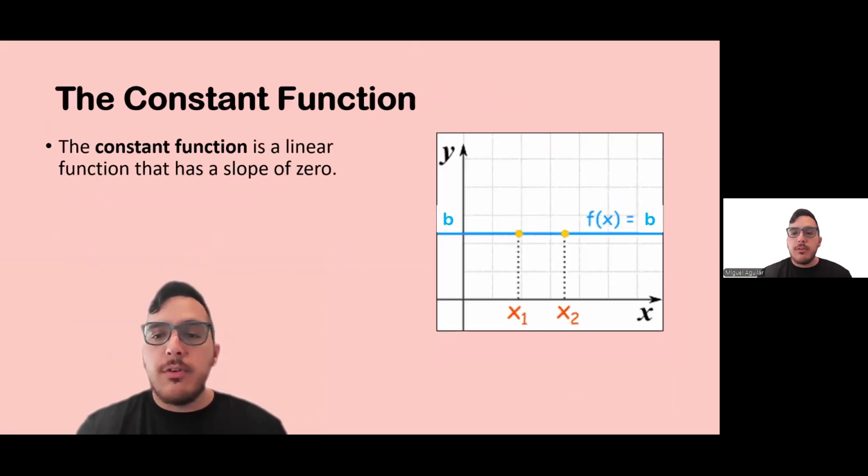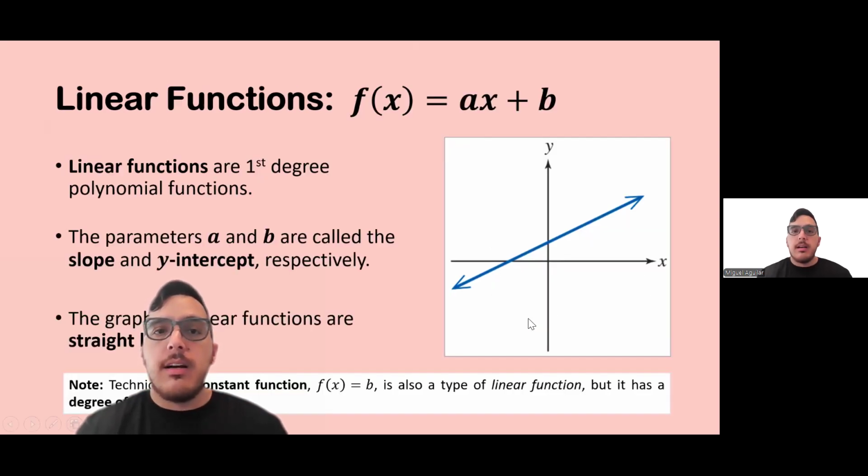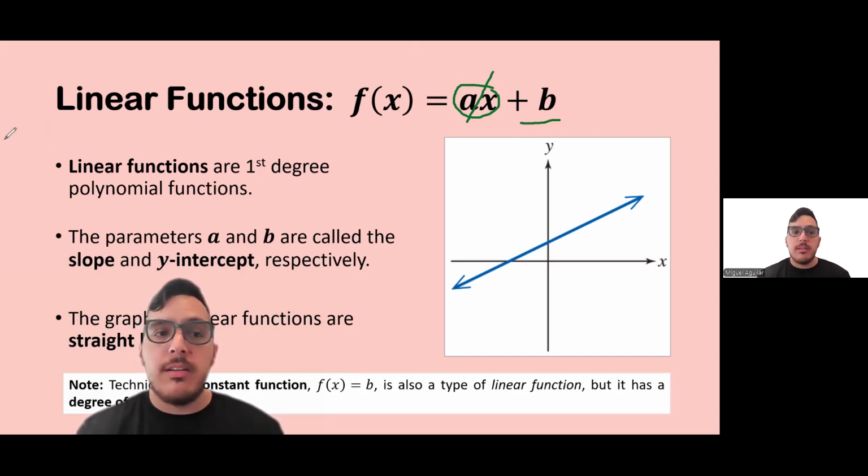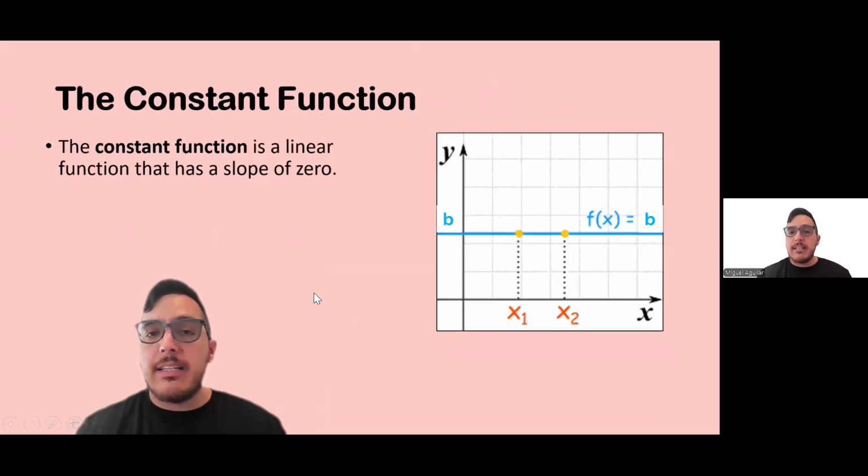Okay. Our first type of linear function is called a constant function. A constant function is a linear function that has a slope of 0. So if we back up just a little bit, that means that this term right here, if that is a 0, then f of x is just equal to b, which is just going to be some number. Okay. All right. What does that mean and how does it impact the function?